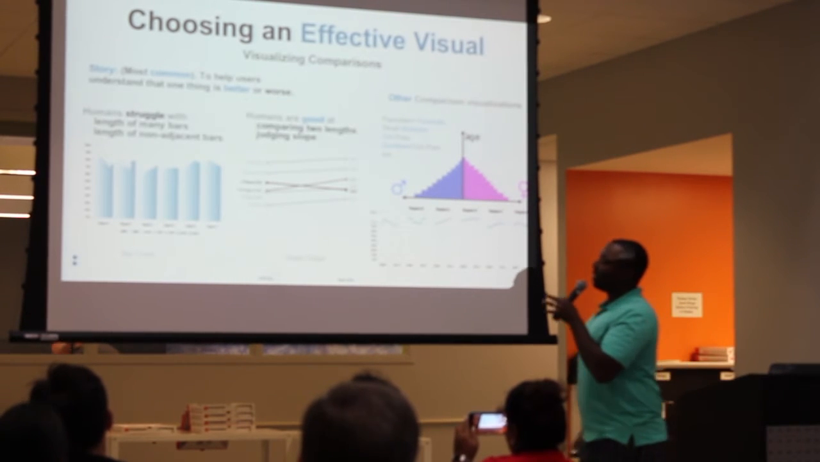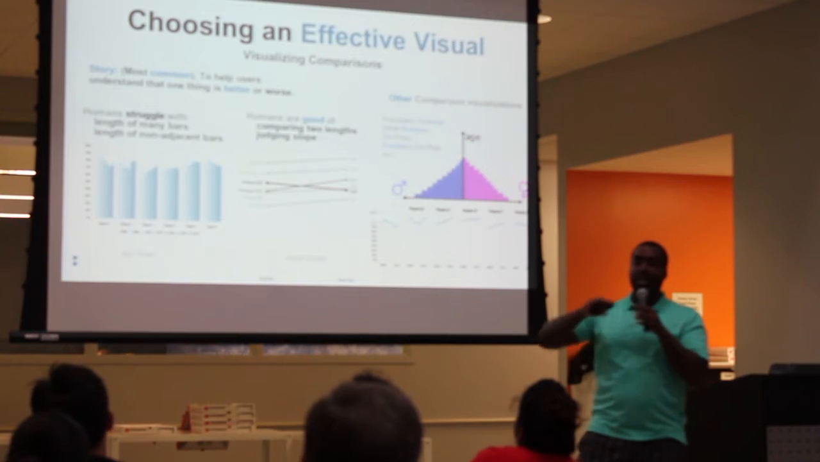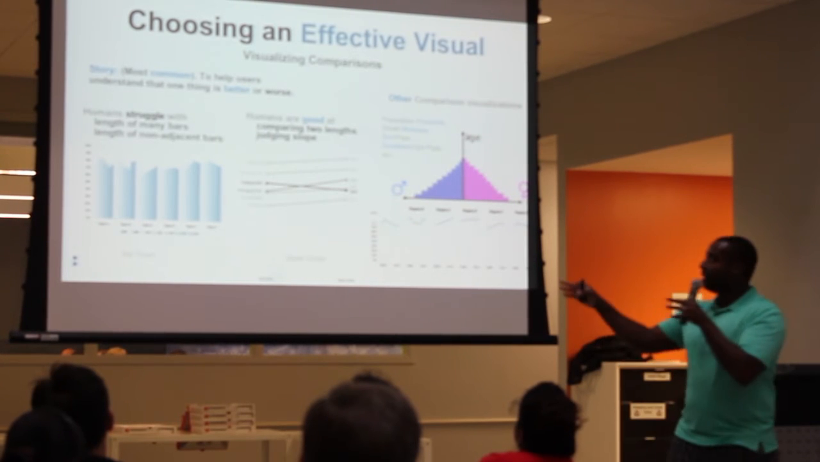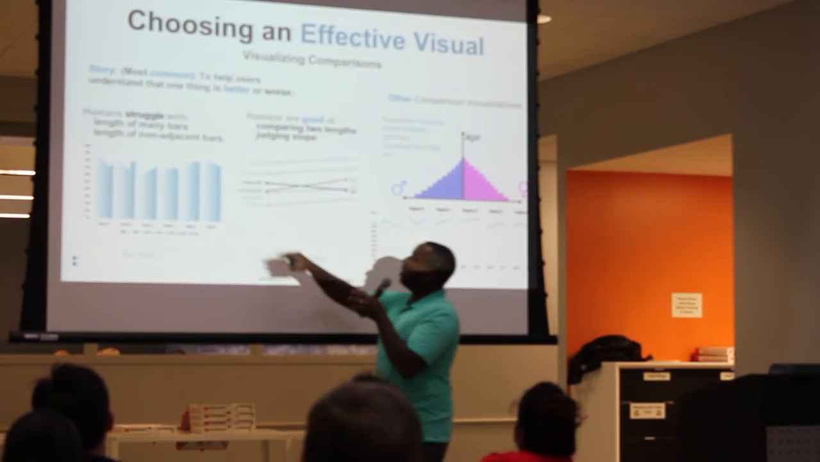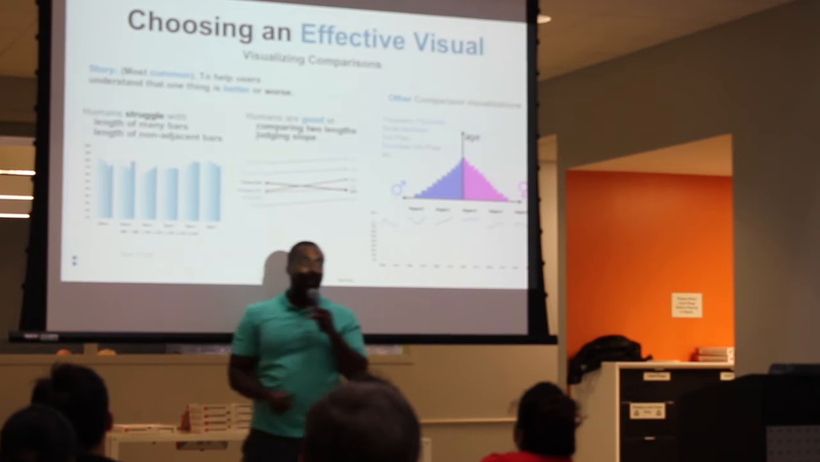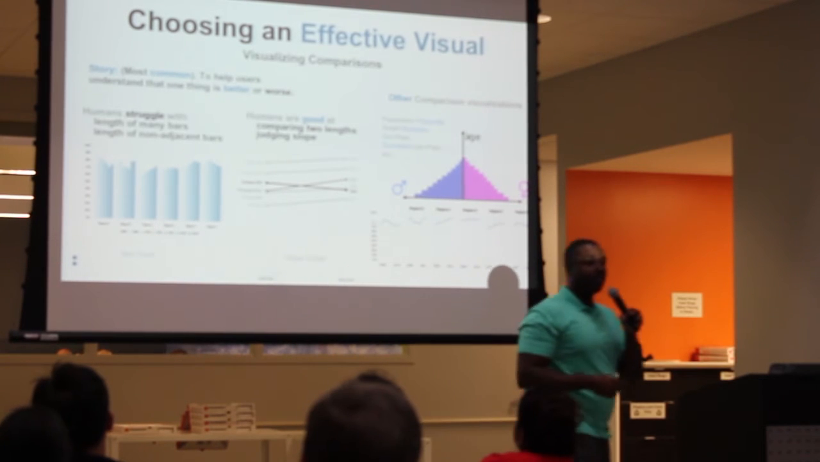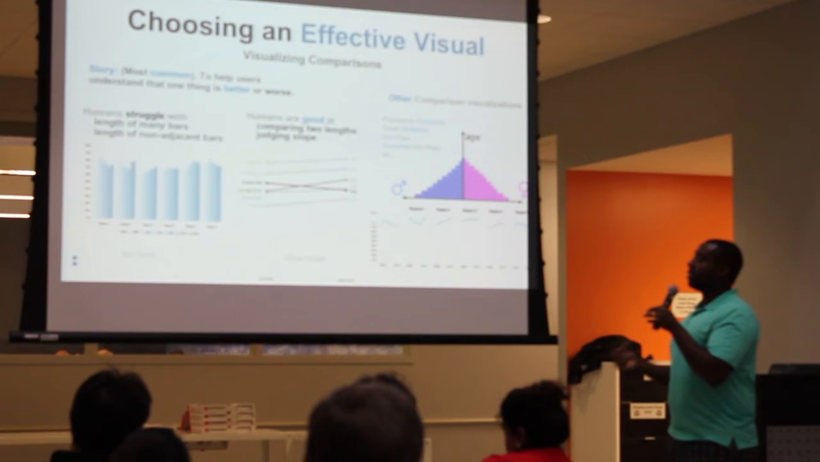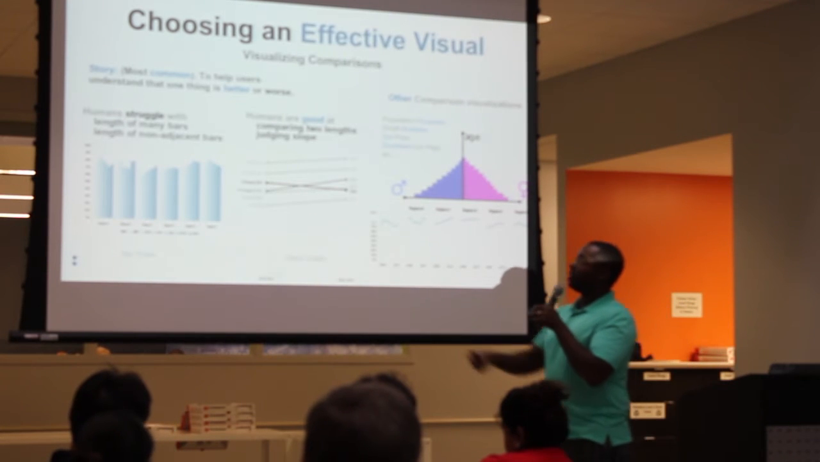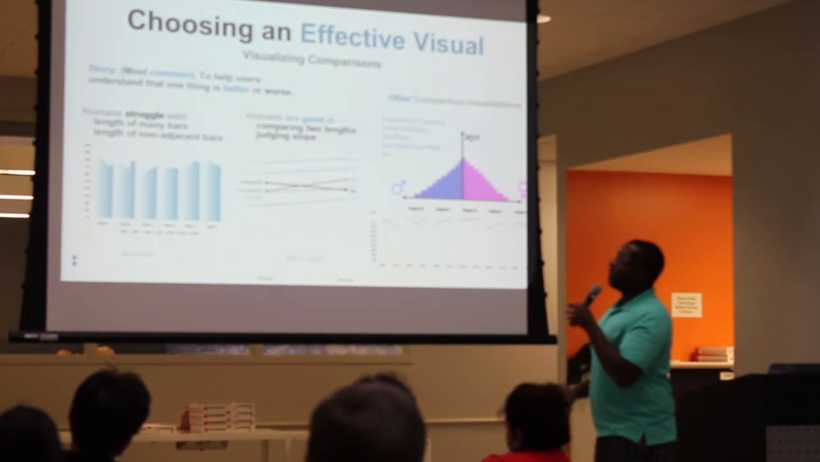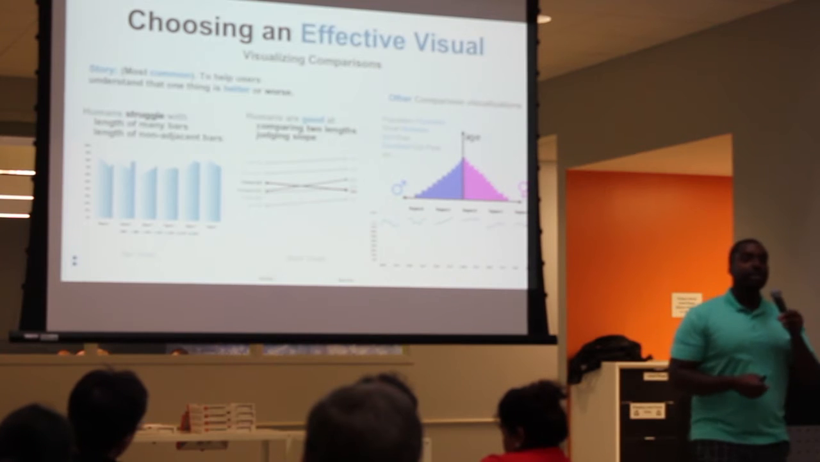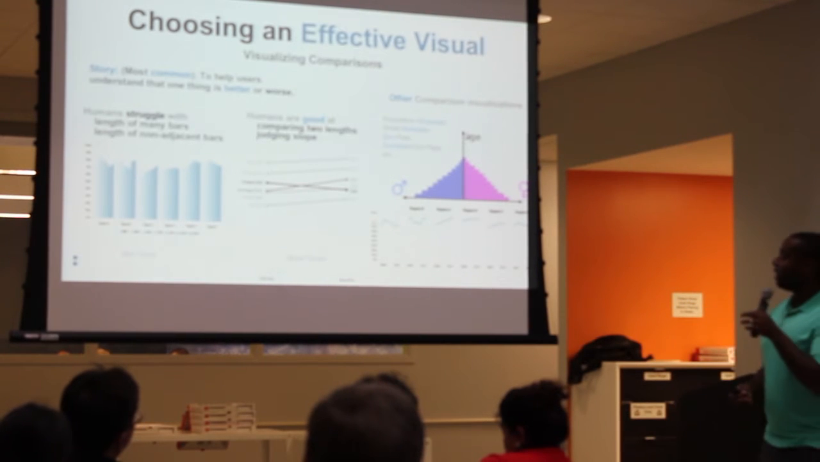But they're bad at comparing lengths when they're not adjacent. So if I told you to compare one of these bars with one of these bars, you might struggle a bit, especially if they're similar length. And so we want to watch out for that when we build a bar chart like this. We are good at comparing slopes. And so a slope graph is relatively new, and it's pretty useful.